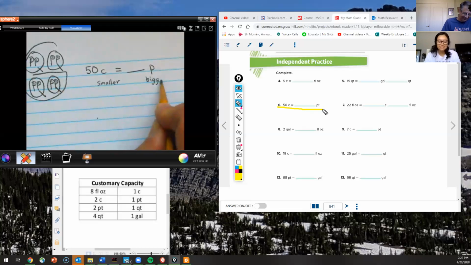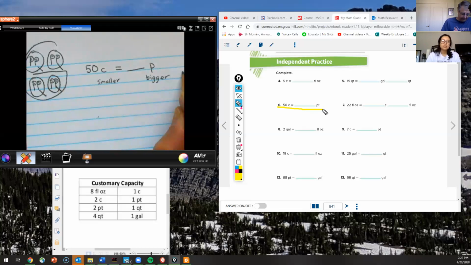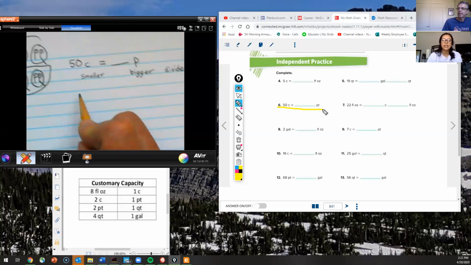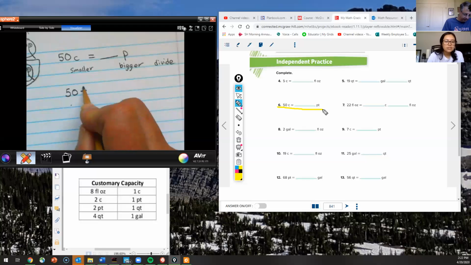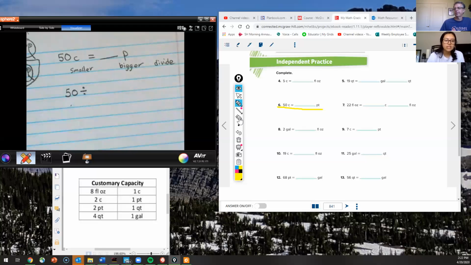So your 50 cups equals blank pints. Then you want to look at your conversion chart or your G, and find the one that has both cups and pints. It looks like we're going to be using the conversion of 2 cups equals 1 pint. It is going to be the second one listed down there, just like Mr. Yates is circling for us right there.